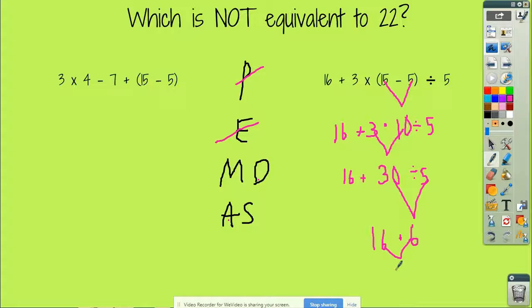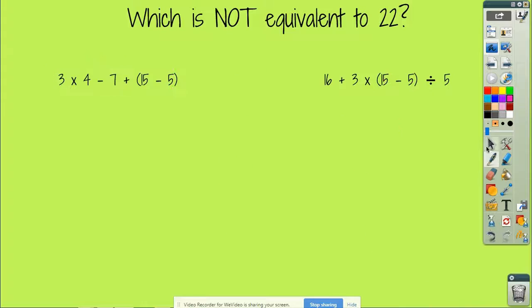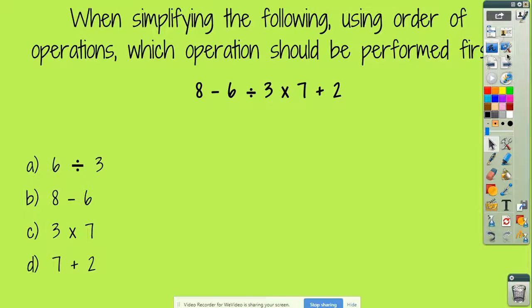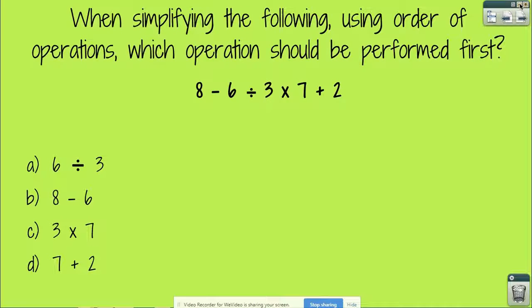Looky there. 22. So here's where you've got to double check and be extra careful. Which is not equivalent to 22? This one would be your correct answer. All right, let's take a look at this one. I am obsessed with these types of questions because they are a lot less work than the last one we did.